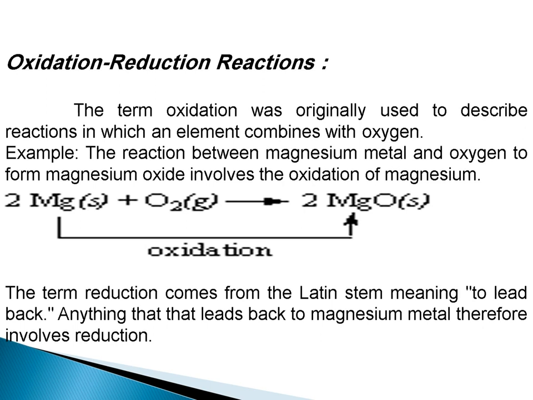Oxidation reduction reaction. The term oxidation was originally used to describe reactions in which an element combined with oxygen. Example: the reaction between magnesium metal and oxygen to form magnesium oxide involves the oxidation of magnesium, as in this equation. The term reduction comes from the Latin term meaning to lead back. Anything that leads back to magnesium metal therefore involves reduction.